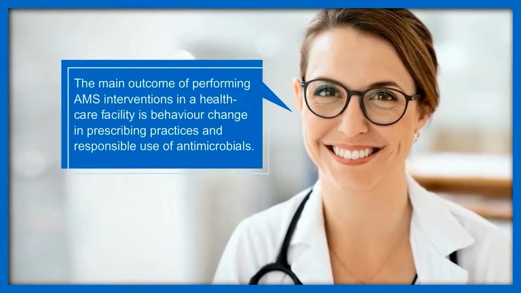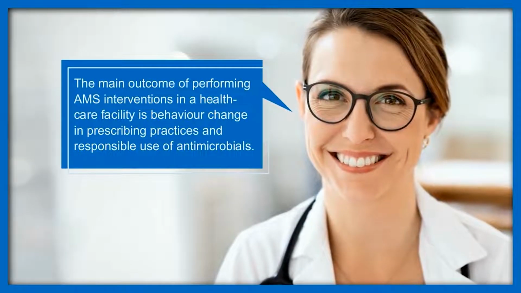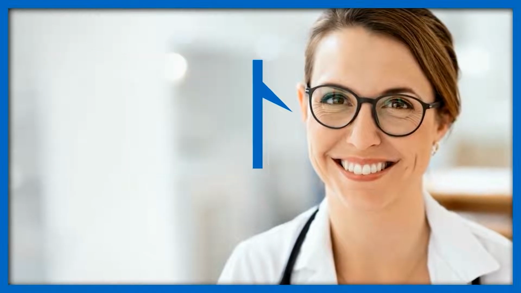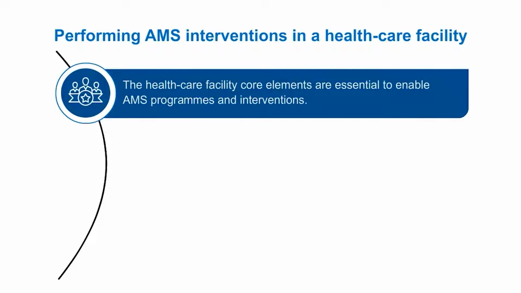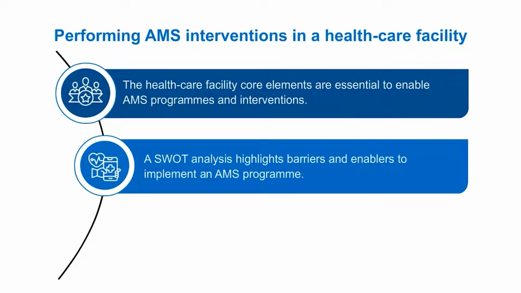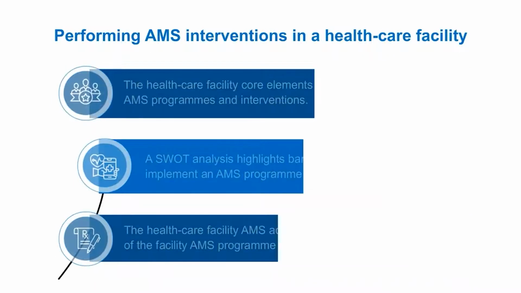The main outcome of performing AMS interventions in a healthcare facility is behaviour change in prescribing practices and responsible use of antimicrobials. The healthcare facility core elements are essential to enable AMS programs and interventions. A SWOT analysis highlights barriers and enablers to implement an AMS program. The Healthcare Facility AMS Action Plan provides an overview of the facility AMS program with overall goals.